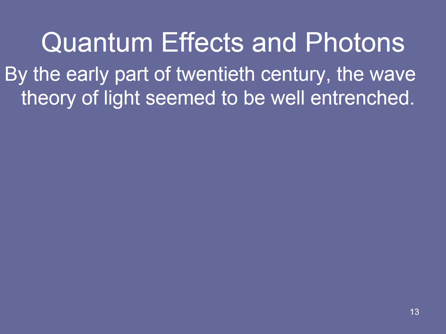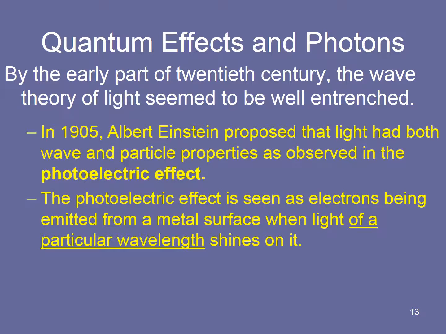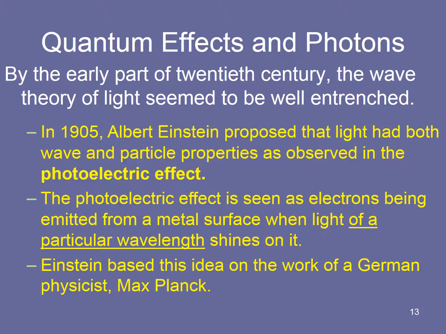Okay, so by the early part of the 20th century, the wave theory of light seemed to be well entrenched. It was Albert Einstein who shook the boat a little bit and said, no, light has both wave and particle properties. And he said this because of the photoelectric effect that he observed. What is the photoelectric effect? Well, if you shine some light onto a metal surface, and you shine the correct wavelength on it, electrons will be emitted from that metal surface and create electricity.